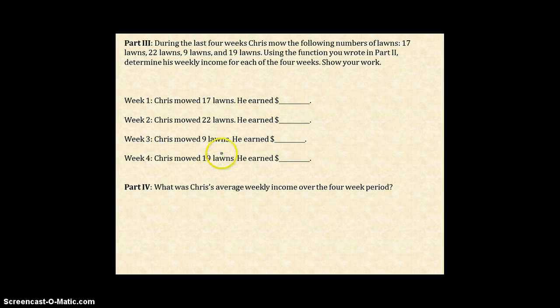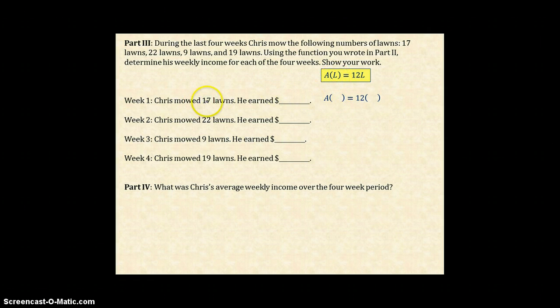So now we're going to use that function and we're going to start evaluating it. During the last 4 weeks, he mows the following numbers of lawns: 17, 22, 9, and 19. And let's determine his weekly income for each of these weeks. So the amount he makes as a function of the number of lawns he mows is 12 times the number of lawns that he mows. If we want to evaluate the function for different numbers of lawns, all we have to do is plug in for L those different numbers of lawns.